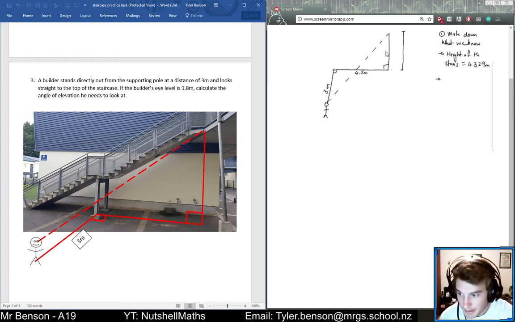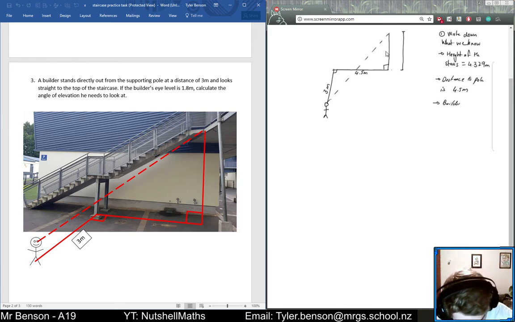I'm glad. Okay. We also know the distance to the pole, which is apparently the hardest part of the internal, is 4.5 meters. And we also know the builder is 1.8 meters tall.